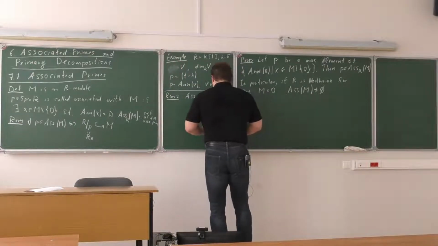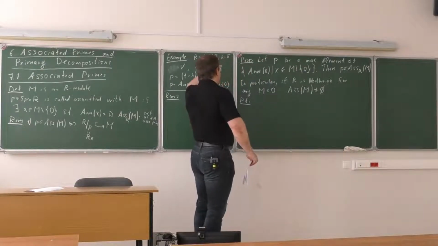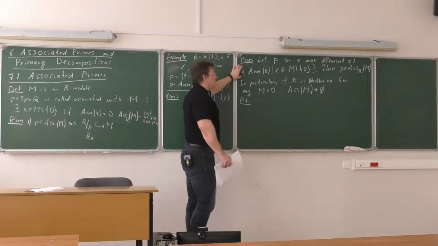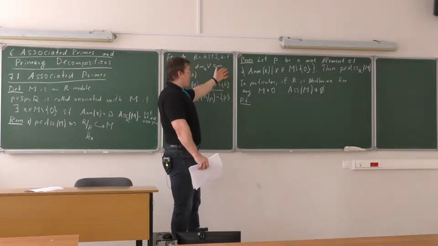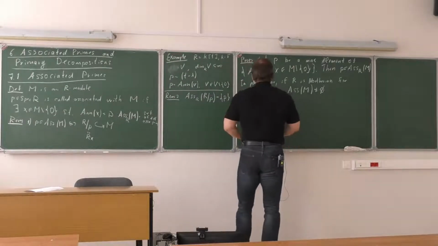Okay, proof. So the only thing I need to show in this statement is that I take this maximal element in this set and I need to show this is actually a prime ideal, right? So if I can do this, that's the end of the proof.